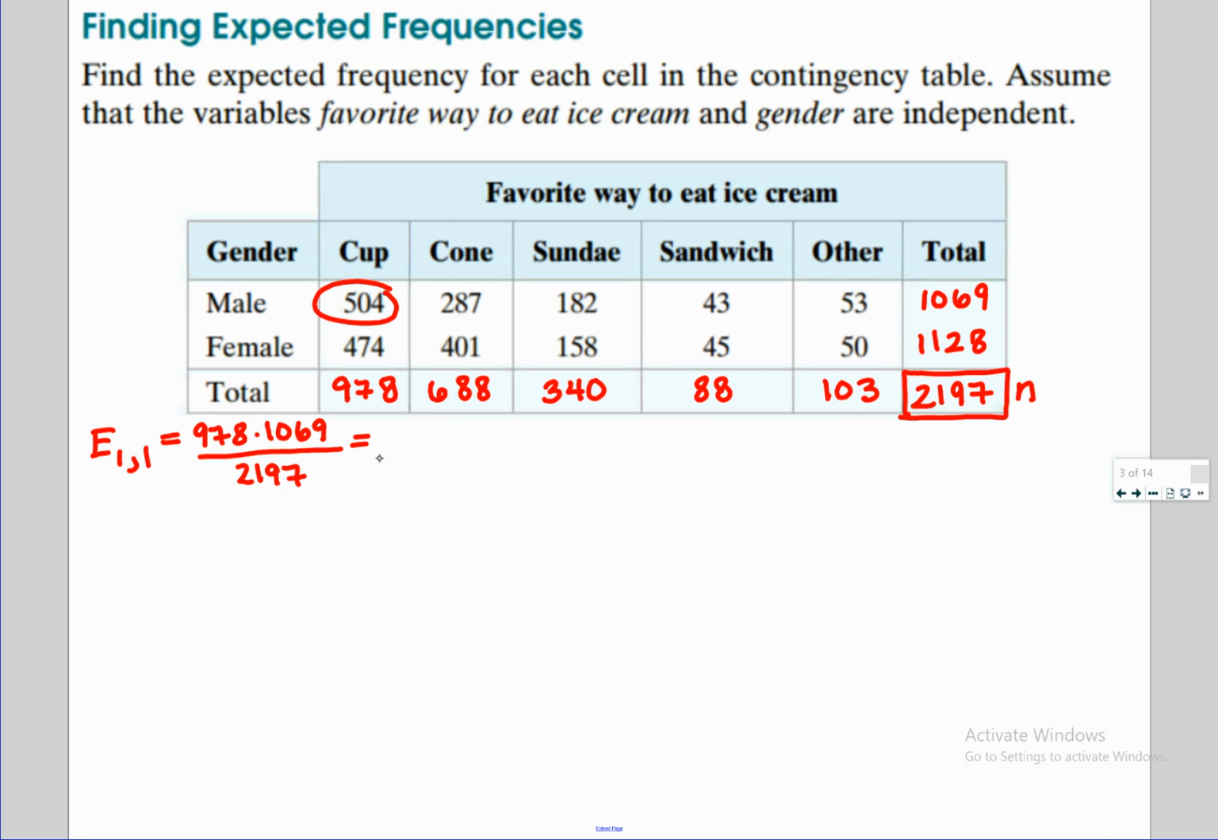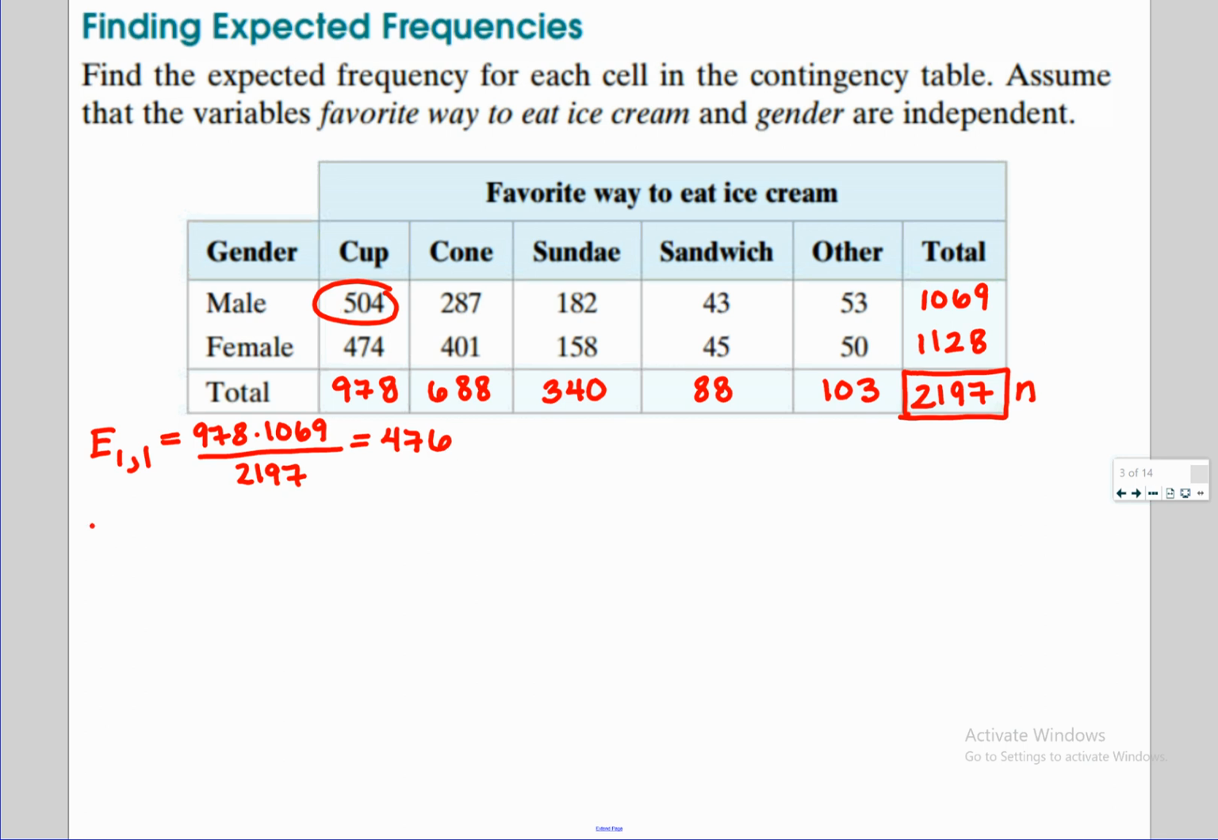And we get 476. I'm just going to round to the nearest whole number for these ones. Okay, so the observed frequency of males that prefer to eat out of a cup is 504. The expected frequency is 476.